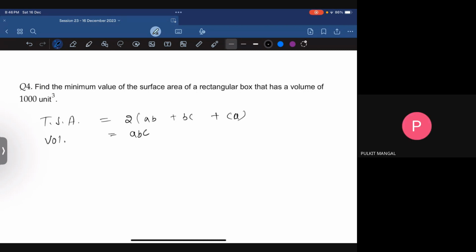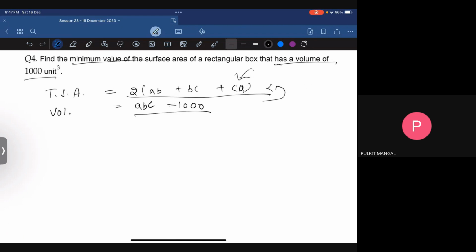Now, we want to minimize this value, and we have been given our volume to be 1000. So same as question number 2, where we were given the sum of three numbers to be a plus b plus c equal to 12. Here we have been given the product of the numbers, 1000. And in question 2, it was saying that the sum of their squares has to be minimum. Here this expression has to be minimum. Same conditions.